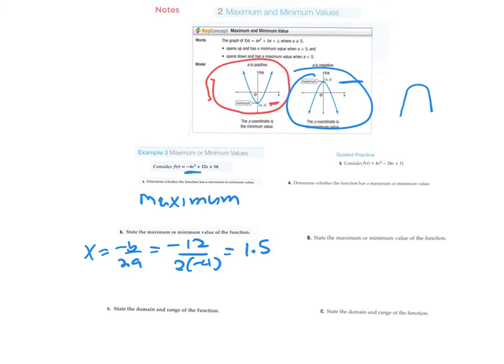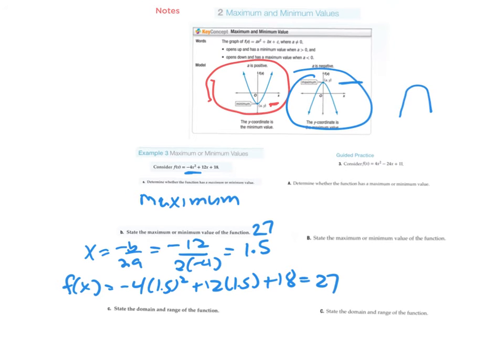Once you find the 1.5, we're going to substitute back into the equation, or the function. And so if I substitute 1.5 squared plus 12 times 1.5 plus 18, I'm going to end up with 27. And that's just a calculator problem. So 27 is the maximum. So the answer to this is 27.